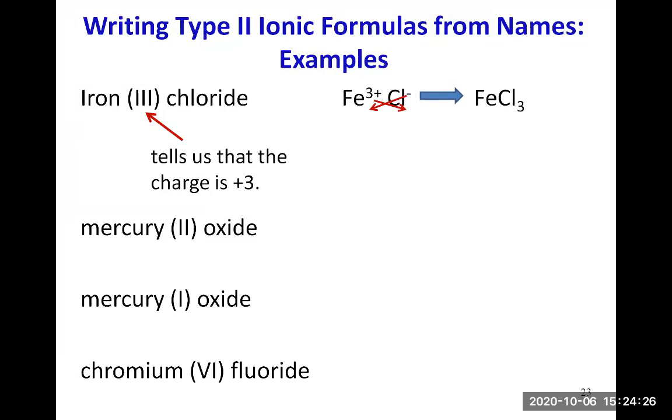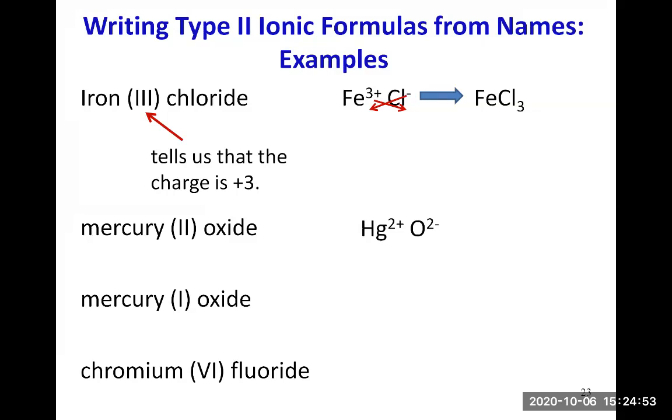Mercury 2 oxide. Again, mercury 2, the name tells you that it's a 2 plus charge on mercury. Mercury's symbol is Hg. The oxide ion is a predictable ion from group 6A. So you do 6 minus 8, which is a -2 charge on the oxygen when it's the oxide ion. So we have Hg2 plus and O2 minus.